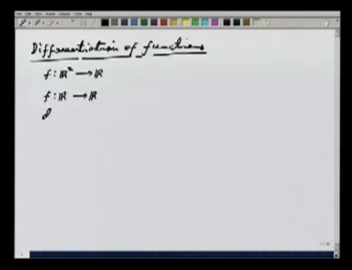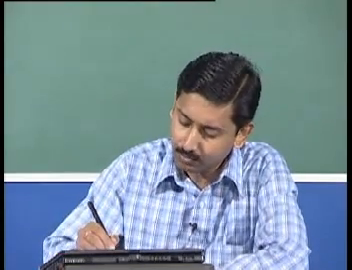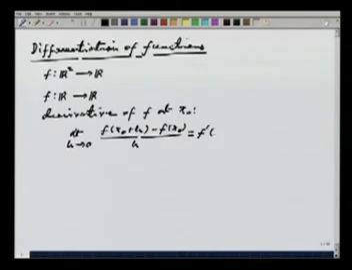Then the derivative of f at x0. How do we define this? Well, it says that the limit as h goes to 0 of f of x0 plus h minus f of x0, divided by h. If this limit exists, then we say that the function is differentiable at x0, and we call it f prime of x0. So the derivative of a function at a point x0 is just a number.